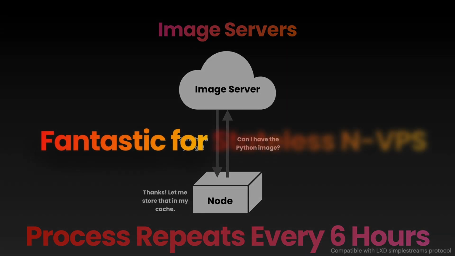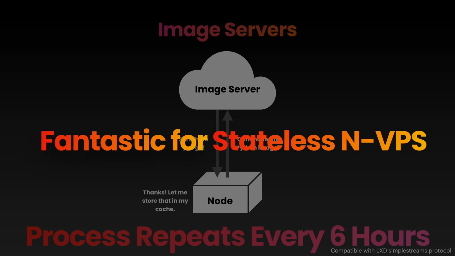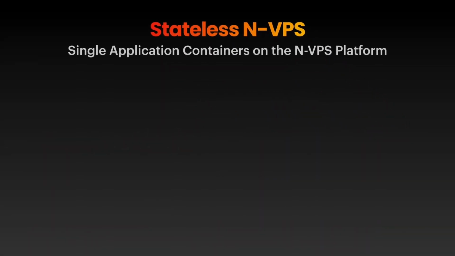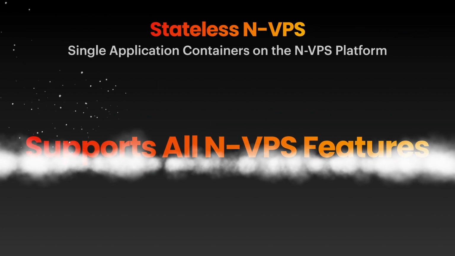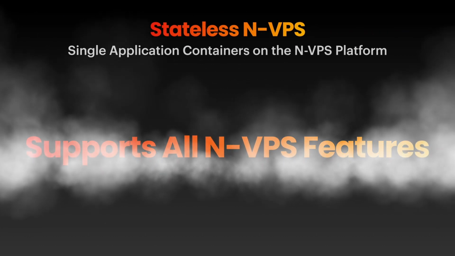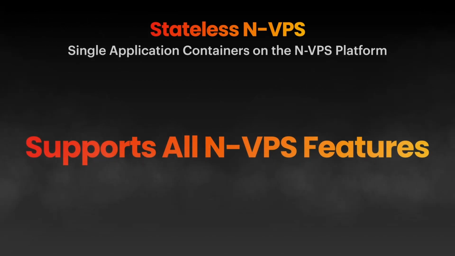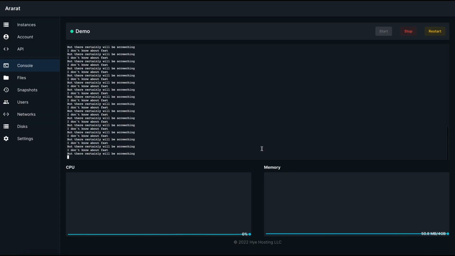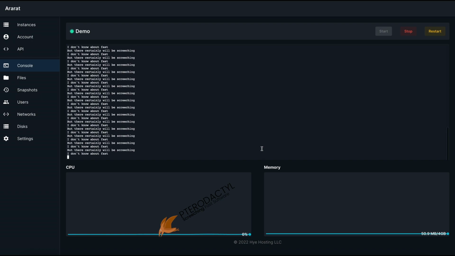Which brings us to a new type of NVPS, Stateless NVPS, which allows you to create single application containers on the NVPS platform which support all the features that normal NVPSs do. Let me show you how it works. I have a Stateless NVPS here running a simple Node.js app that prints "I don't know about fast, but there certainly will be screeching" every second.